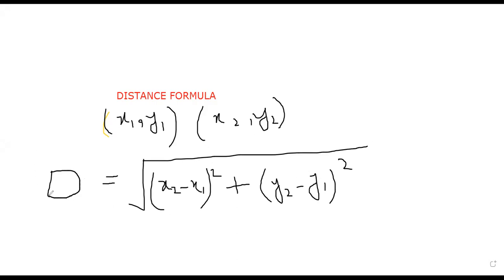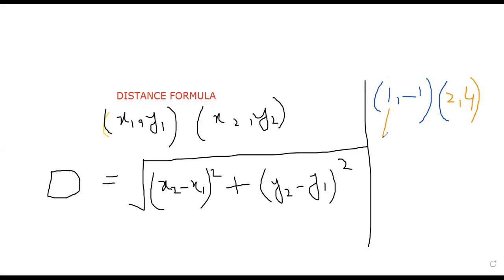If we want to find the distance between 2 points, as an example, if I write one point as 1, minus 1, and the second point as 2 and 4, this will be x1, this will be the value of y1, this will be x2, this will be the value of y2. So after applying this formula, we can find the value of the distance.